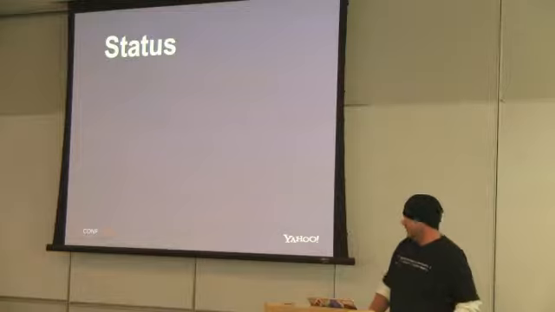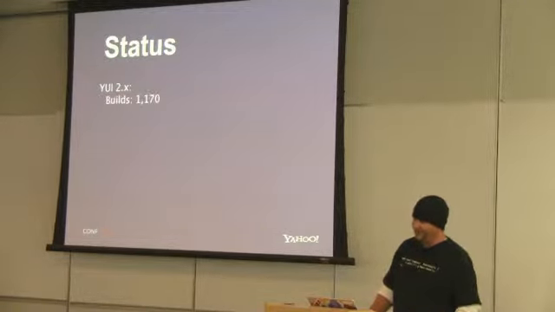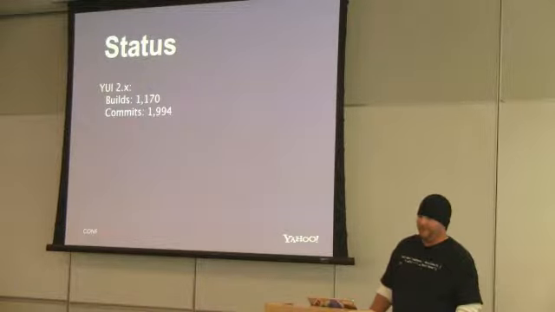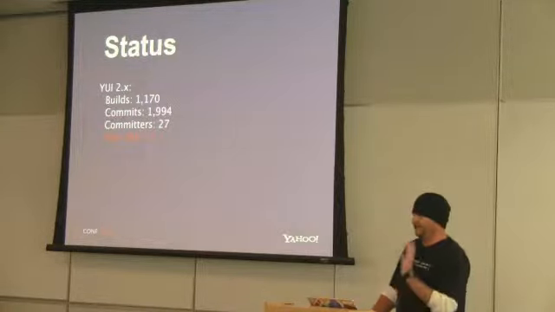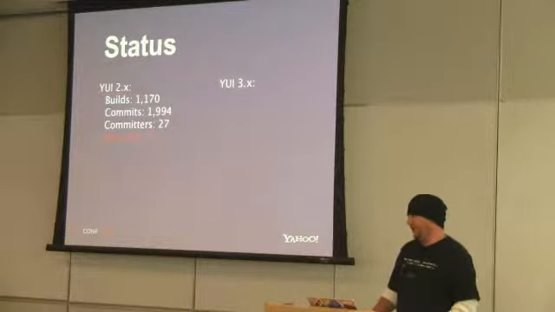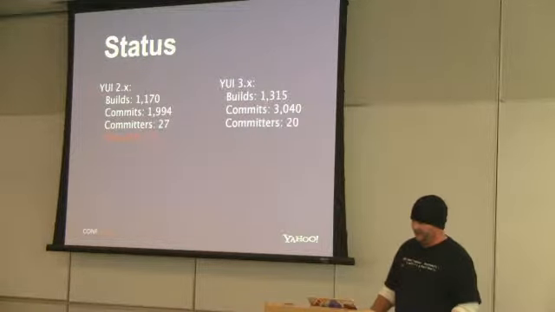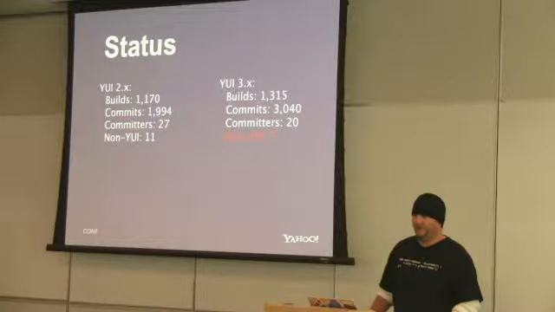So I went through and did a little bit of git foo at the command line, so I'm not going to show you that, but I do know that we did 1,170 builds for YUI 2 in 10 months. We did 1,994 commits with 27 committers. Now, out of those 27, 11 of them were non-YUI team members. That's cool. We had maybe 1 a year ago. Now we've got 11. For YUI 3, 1,315 builds, 3,000 commits, 20 contributors, and out of those 20, 7 of those were non-YUI team members.